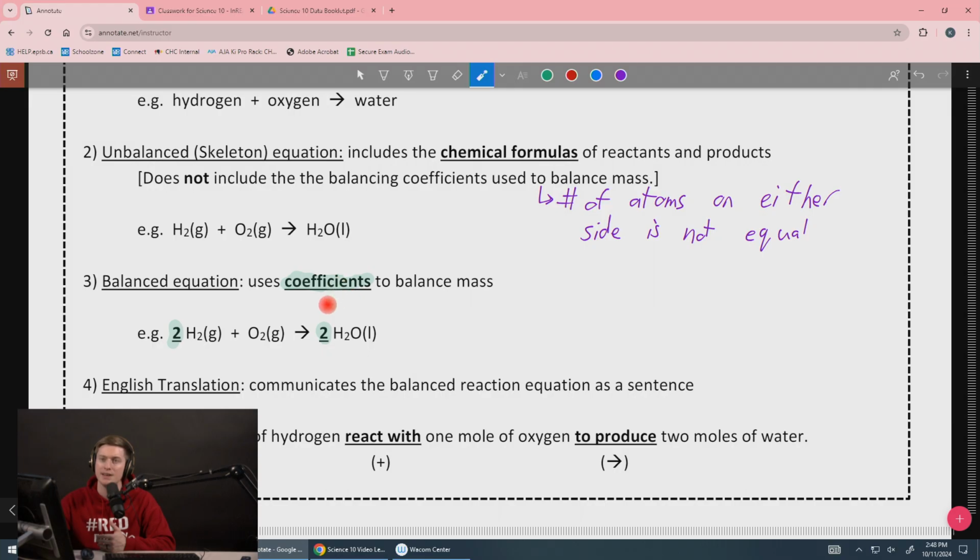The coefficient is the number that goes to the left. The reason we use coefficients is because we have to make sure that we have the same number of atoms on the reactant side as the product side. I'm just going to write a little note here. I'm going to say the number of atoms in the reactants equals the number of atoms on the product side.